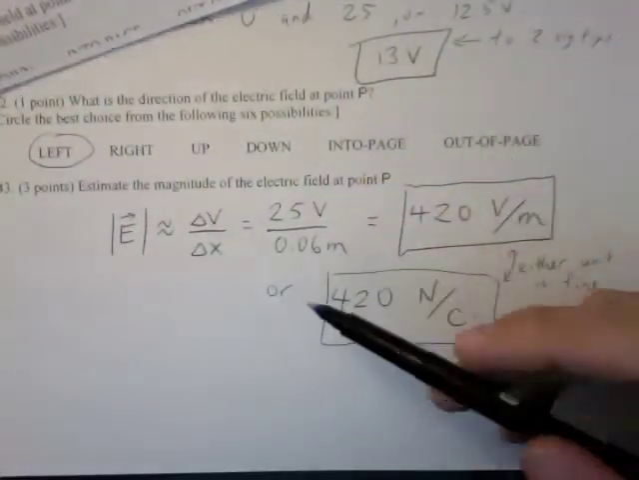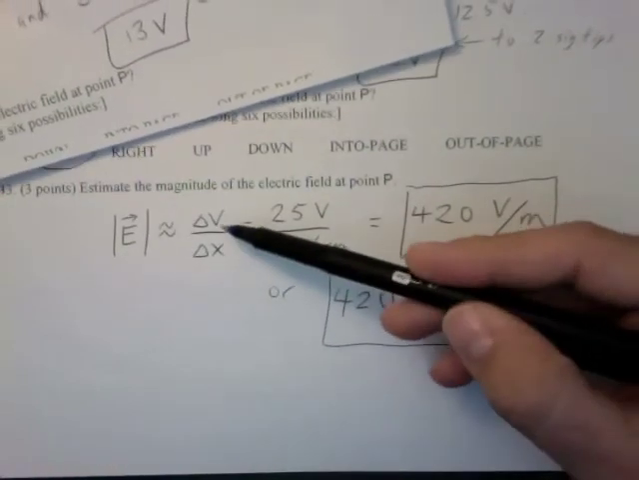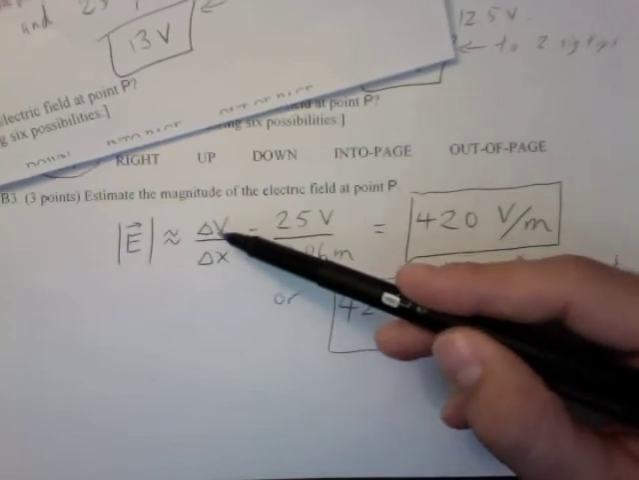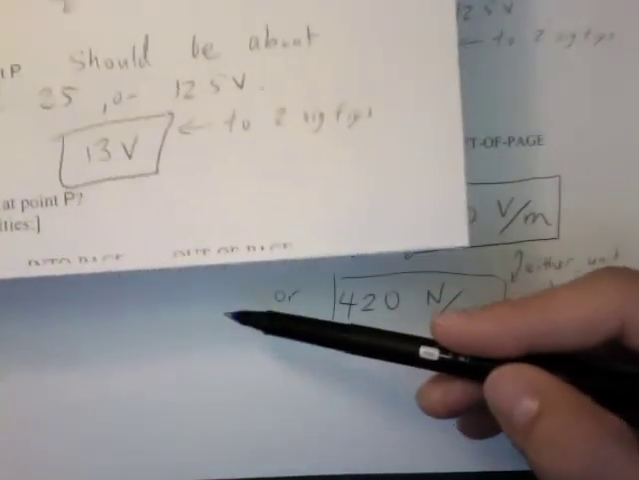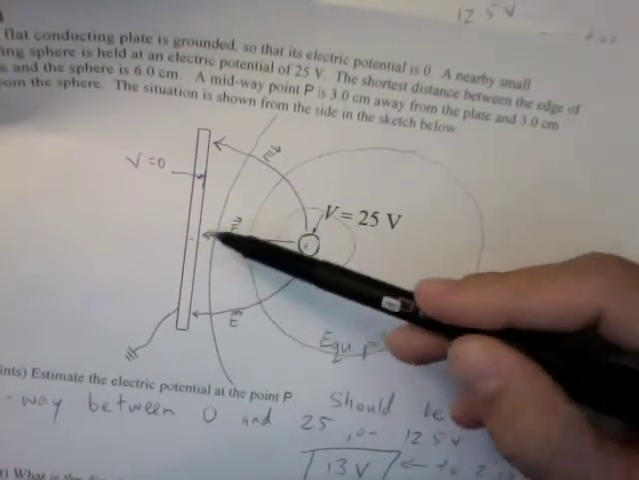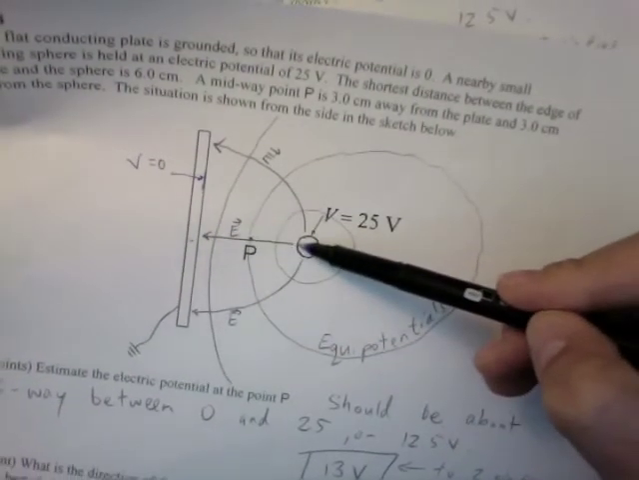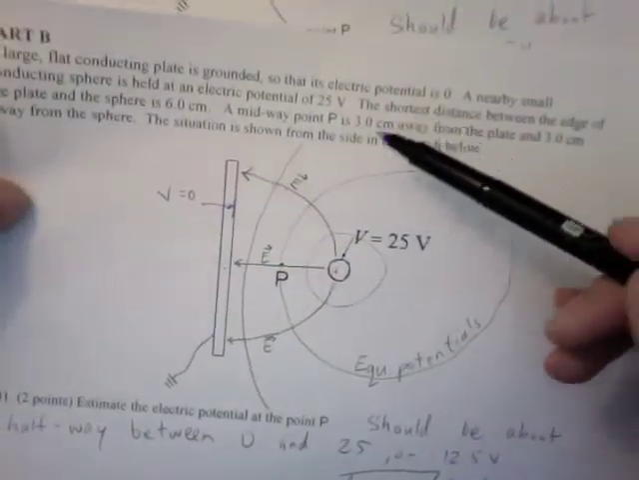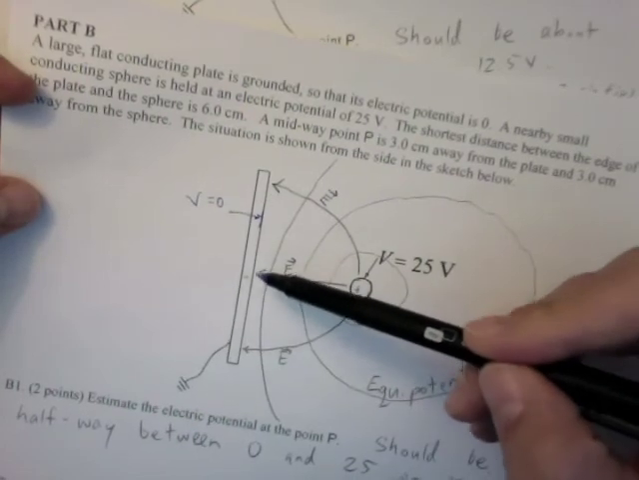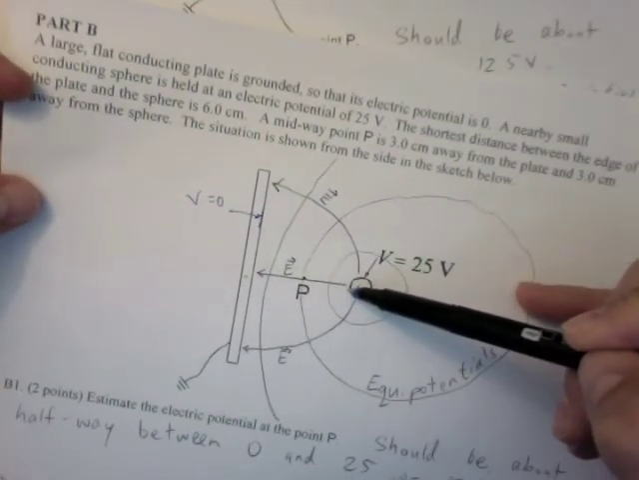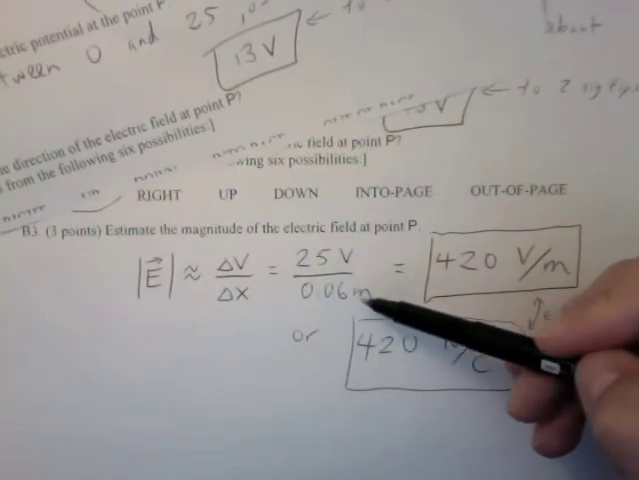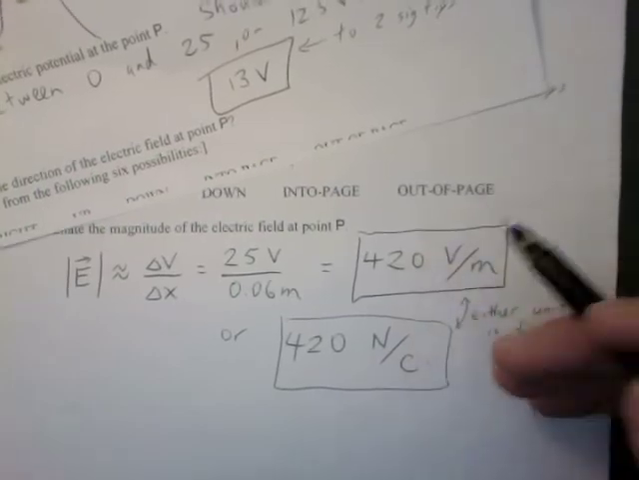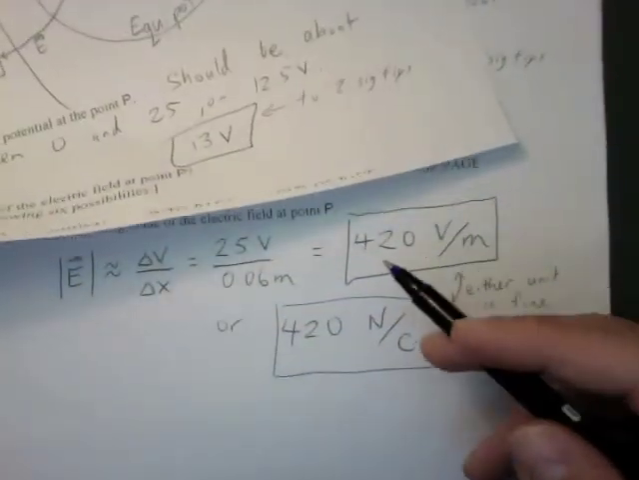And as for the magnitude, we did this in practicals. To find the magnitude of the electric field, you take the difference in potential at 2 points and divide it by the distance. So 2 points we could choose here would be just on either side of point P. We know it's 25 here, it's 0 there, so delta V is 25. And it says that 6 centimeters is the shortest distance between the plate and the edge of the sphere. So 0.06 meters is 6 centimeters. Plugging that into my calculator, 420 volts per meter. So something like that.